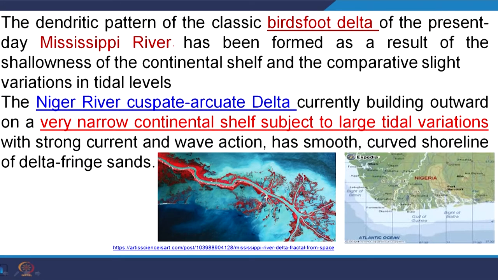The dendritic pattern of the classic birdfoot delta of the present day Mississippi River has been formed as a result of the shallowness of the continental shelf and comparatively slight variation in the tidal level. So here the marine or coastal geomorphology is influencing the fluvial systems. But the Niger Delta is a cuspate or arcuate type of delta currently building outward on a very narrow continental shelf, subject to large tidal variations with strong current and wave action, and has a smooth curved shoreline at the delta fringe end. So you see here we have the coastal geomorphic system, a fluvial geomorphic system, and this is the transitional system. Whatever geomorphic processes we get here are a combination of marine process as well as fluvial process.